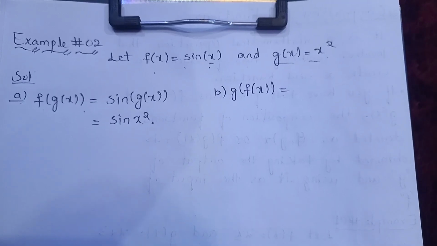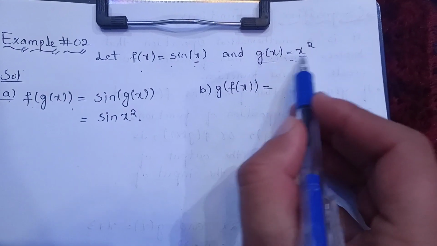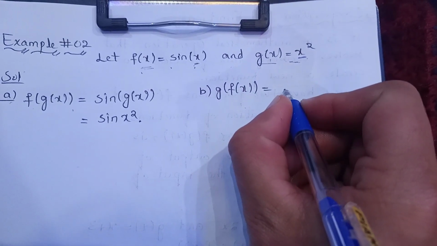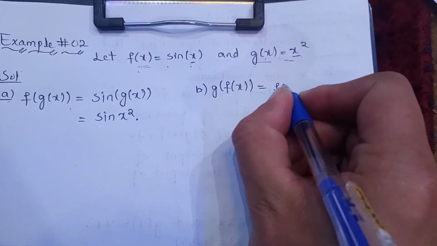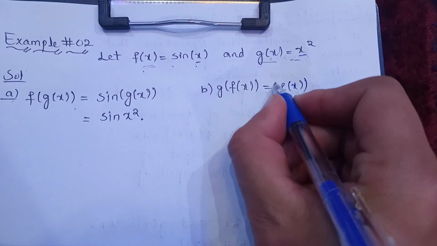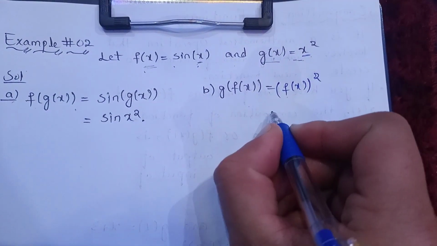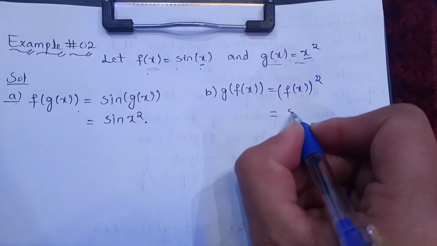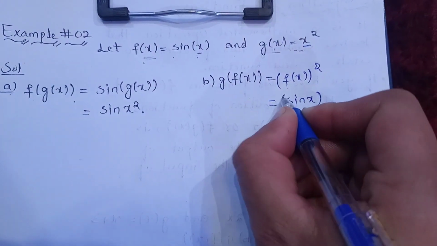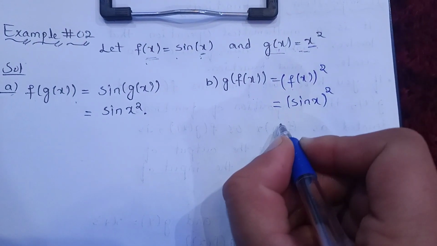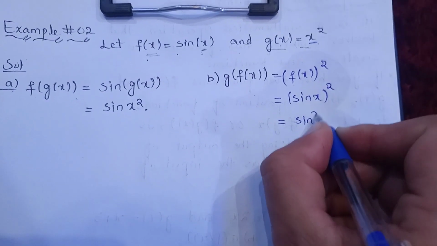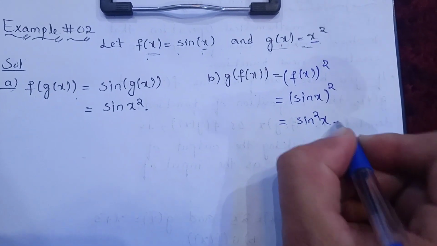Let's move towards our second part. Here g of x equals x square, and in place of x we put f of x. So our composition will be f of x whole square. Here we get sine x whole square, which is equal to sine square x. This is our composition g into f of x.